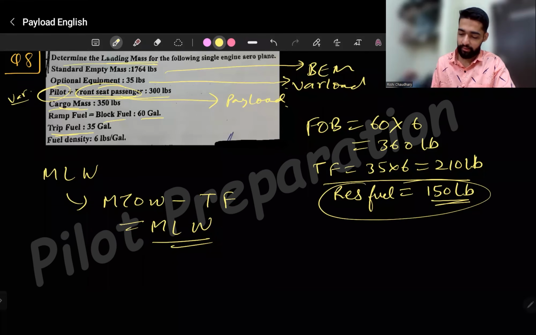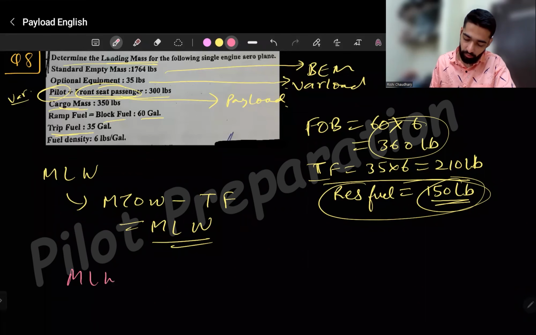I made this reserve fuel, that is nothing but FOB minus trip fuel. So I can use this instead of FOB, because FOB contains trip fuel and trip fuel I cannot add. So I will use reserve fuel. So what will be my MLW? MLW is equal to payload plus dry operating mass plus reserve fuel.